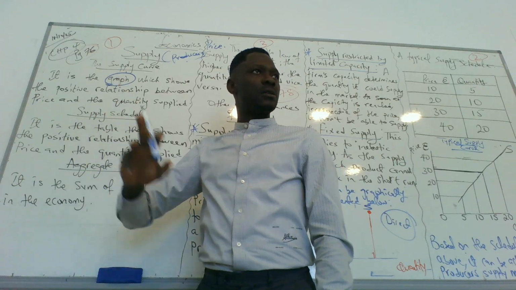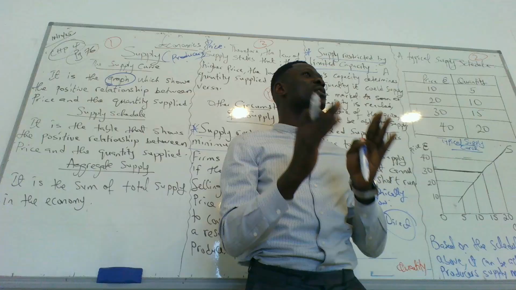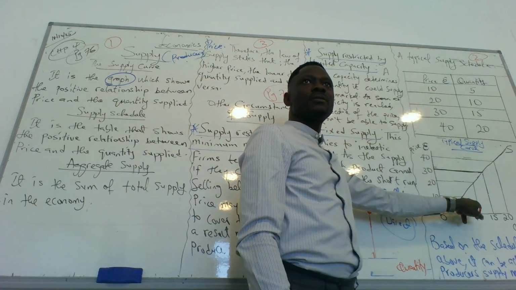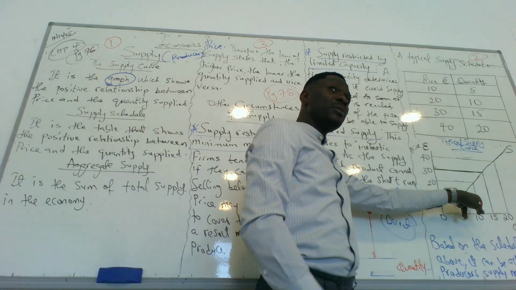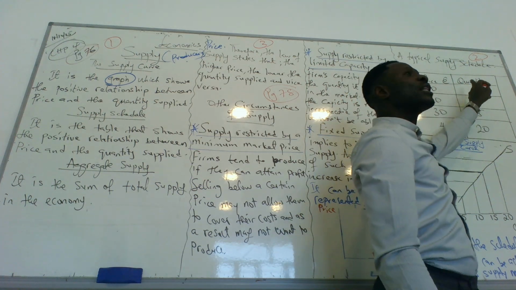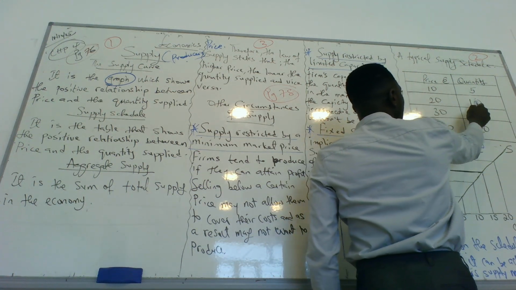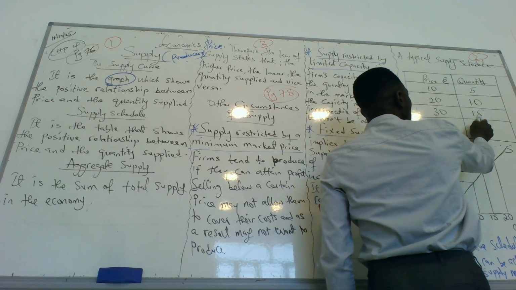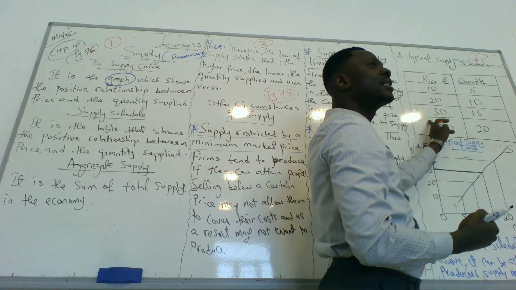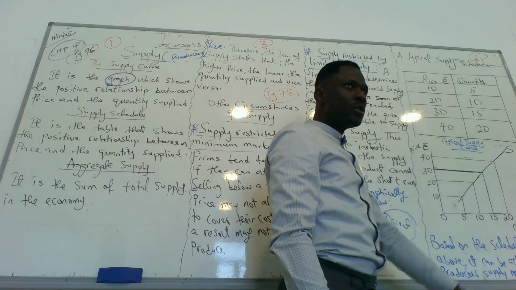Then we have the supply schedule. A supply schedule is a table that shows the relationship between price and the quantity supplied. This is a supply schedule. This is a supply curve. Stop that already, please. A supply schedule is a table that shows the positive relationship between price and quantity. When price increases, quantity supplied increases. That's a positive relationship. And the graph that represents this table is the supply curve. Do you understand the supply curve here?